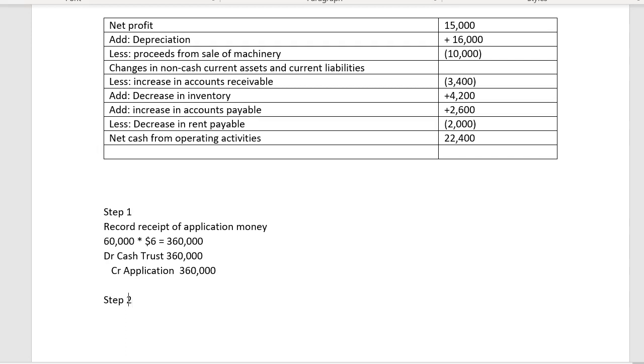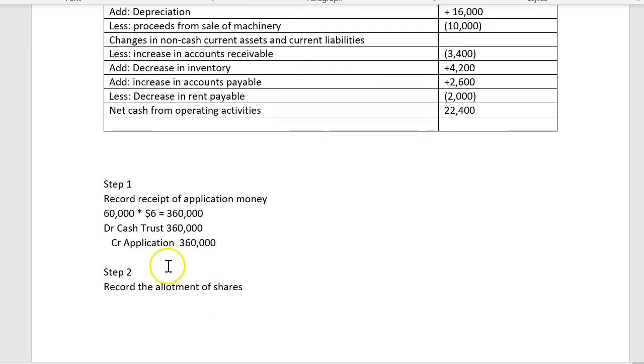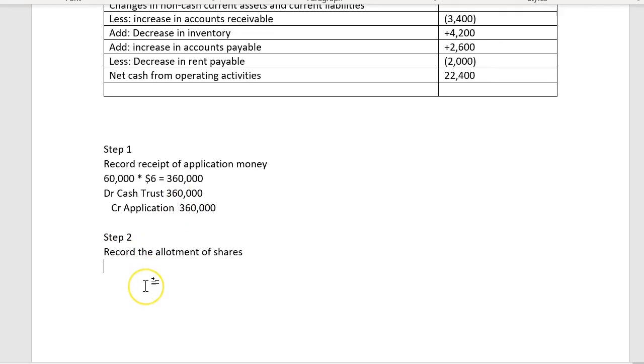Step number 2 is to record the allotment of shares. This is when the company finalizes the share issue process. They need to reduce this liability, the application, and also call for the next installment, which is allotment. So we debit application and debit allotment, and you credit share capital.